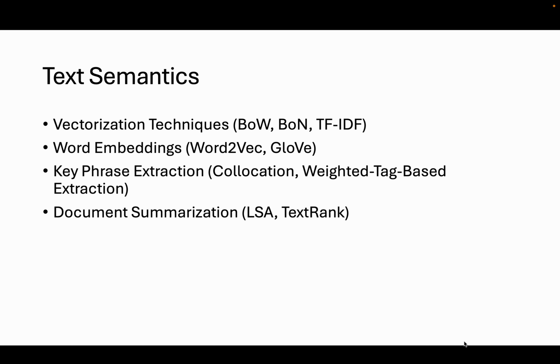Key phrase extraction involves identifying important phrases that convey significant meaning within a text. This process is inherently semantic because it focuses on understanding and highlighting the most meaningful parts of a document. And finally, document summarization condenses the document into its essential points. This requires a deeper understanding of the document semantics. Both LSA and TextRank techniques aim to capture and represent the most important information and reflect the underlying meanings and themes of text.